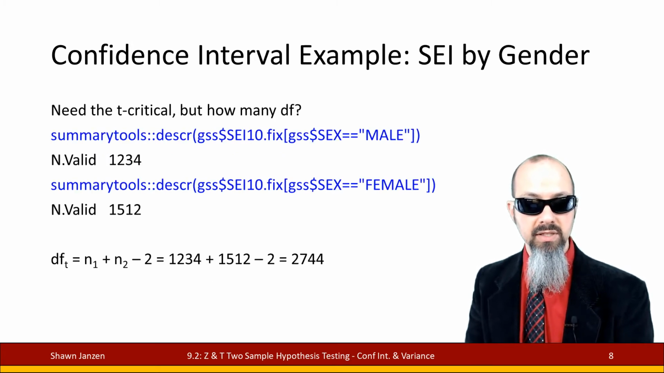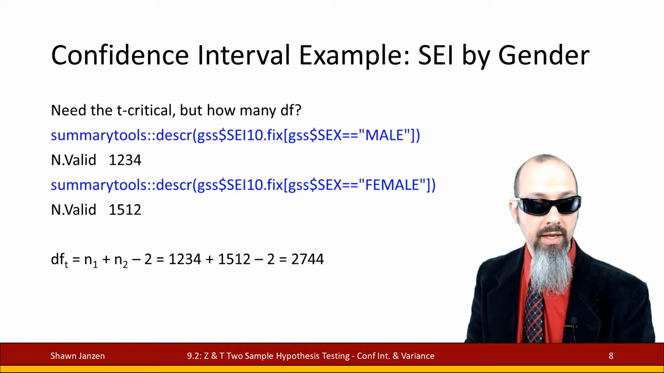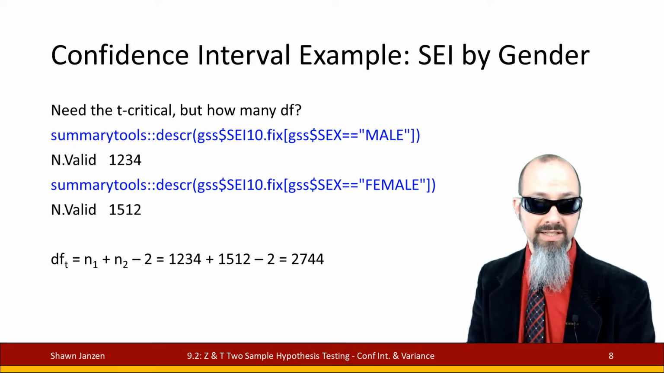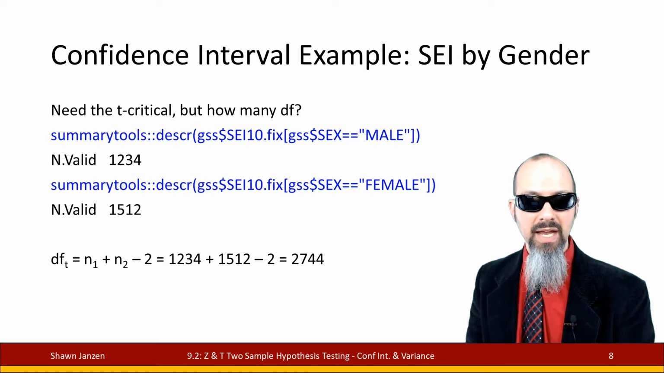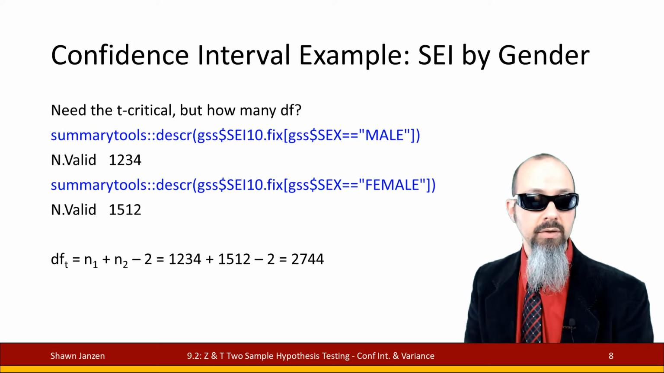Let's go ahead and put this into a t-test to see how we can go ahead and go from here. Now we need, no, I'm sorry, not a t-test, confidence interval. And in order to move with this, we need to find the t critical value. But how many degrees of freedom do we have?